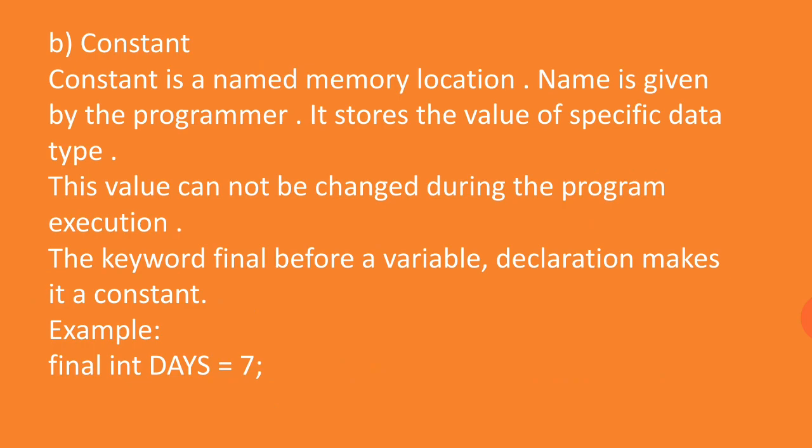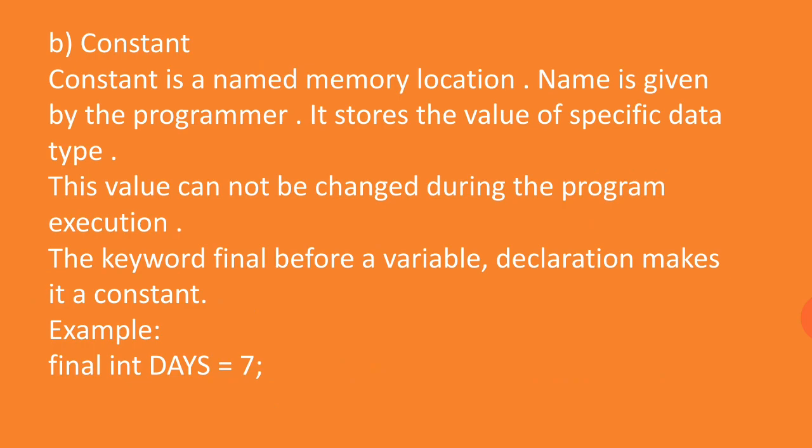Now where is the difference? Difference is, first thing, that we are talking about the constant. Second, and the most important thing, is that the value of a constant cannot be changed during the program execution. So in the variable, the value can be changed during the program execution. In the constant, the value cannot be changed during the program execution.